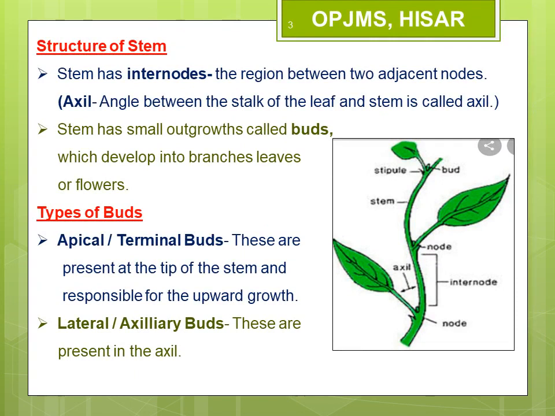The stalk of the leaf makes an angle with the stem, and this angle is known as the axil. Small outgrowths are present in this axil which are known as buds. As these buds are present in the axil, they are also known as axillary buds. These buds give rise to branches. In addition to these, there are certain other types of buds known as apical buds. Apical buds are present on the tip of the stem and they help in increasing the height of the plant.